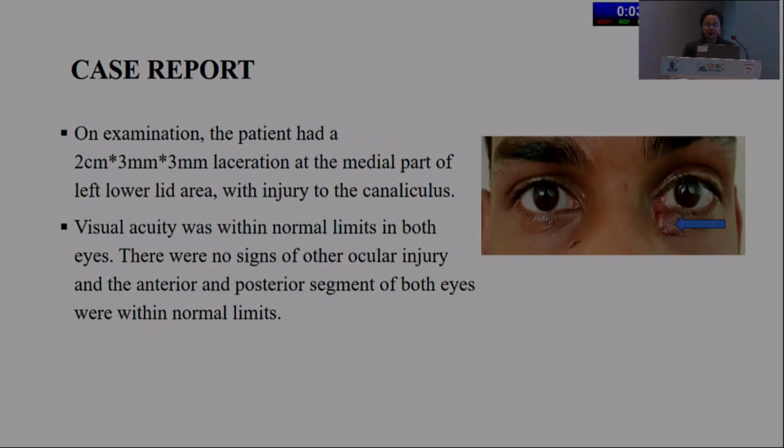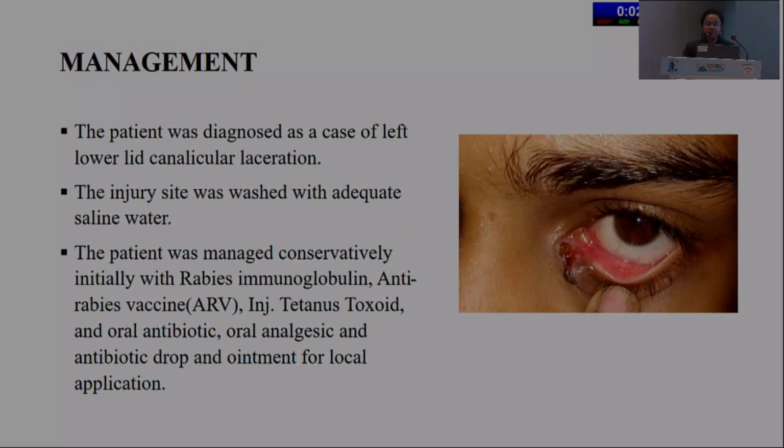On examination, the patient had a 2 cm 3 mm laceration at the medial part of the left lower lid area with injury to the canaliculus. Visual acuity was within normal limits in both eyes. There were no signs of other ocular injury and the anterior and posterior segments of both eyes were within normal limits. The patient was diagnosed as a case of left lower lid canalicular laceration.